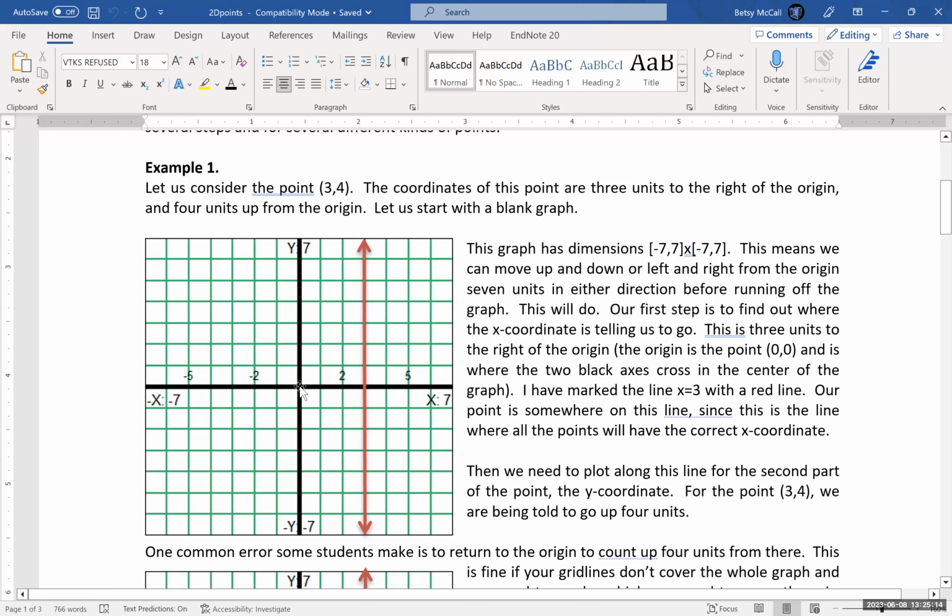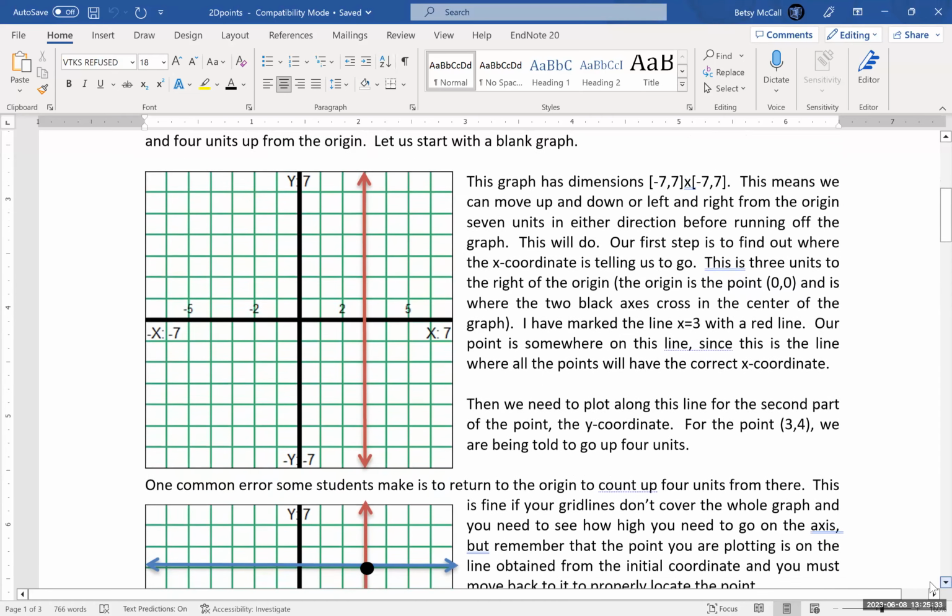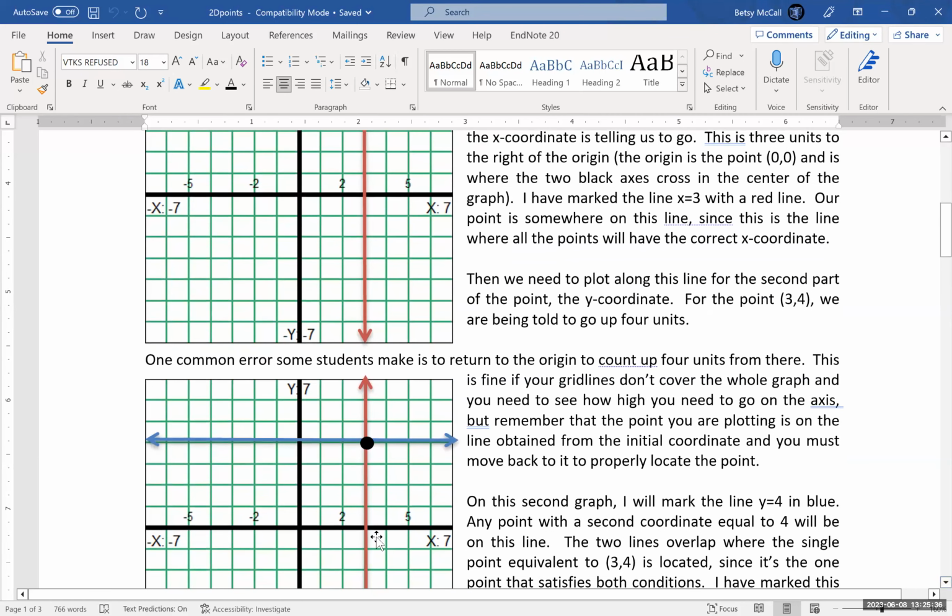Now, to plot this point, we start at the origin always, and then we count over 3 units in this case, since the first coordinate is a 3. We count over to the 3. This line is marking the line X equals 3. And then we count up from that point. The Y coordinate is 4, so we count up 4 units, 1, 2, 3, 4. So this blue line here is the line Y equals 4. Where those 2 lines cross is the location where our point 3, 4 is plotted.